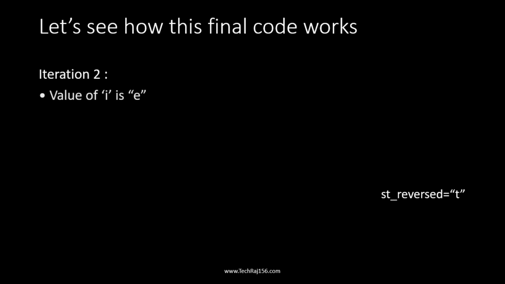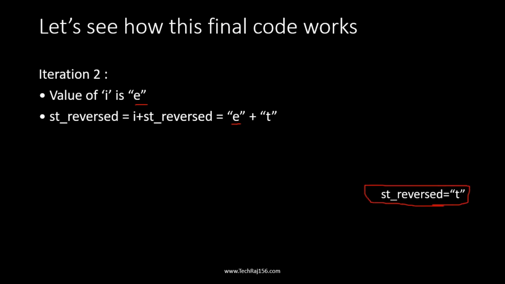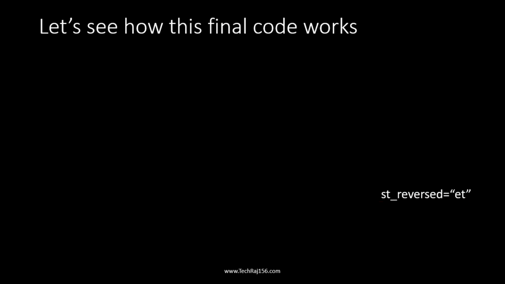Alright, so in this iteration 2, the value of I is going to be e. So the second character in the word Teja is e, so the value of I is e, and st underscore reversed equal to I plus st underscore reversed. The same statement is going to be executed. So what is the value of I here? It's e, so e is here. And what is the value of st underscore reversed? There we go. This is the value of st underscore reversed, right? It's t. So st underscore reversed is nothing but t. So e is going to be concatenated with t. So therefore st underscore reversed is now et. Alright, so there we go. St underscore reversed is now et, as I've written here.